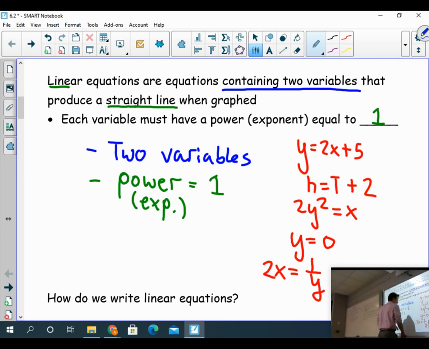So I look at the first one. Does it have two variables? Yes. We see a y and we see an x. Both have powers of 1, so is this a linear equation? Yes, it is. Similarly, we look at the second one. While we don't see a y and x, it still has two variables, both to the first power, so this is, in fact, a linear equation.